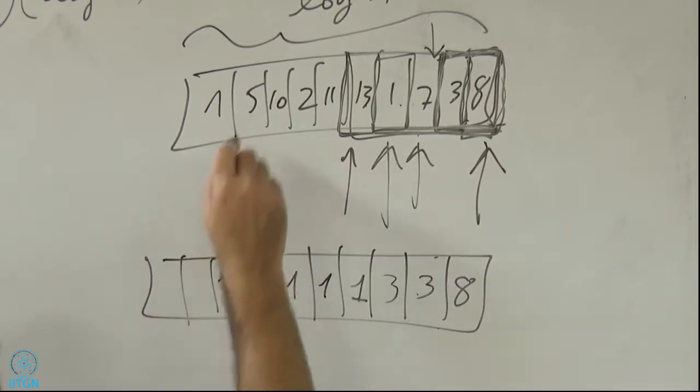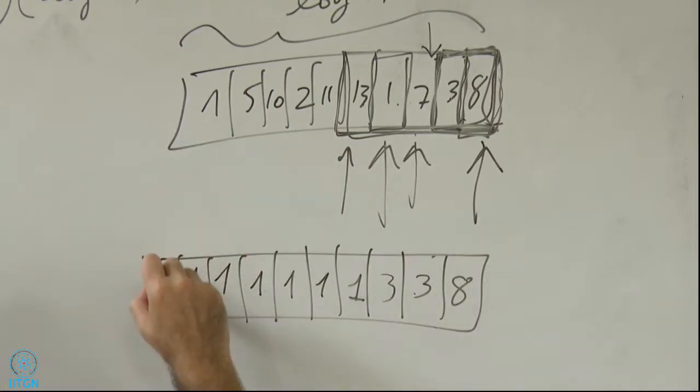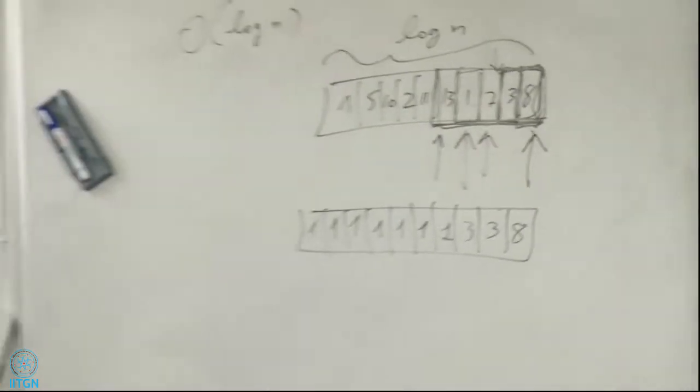10 is bigger than 1, 1. 5 is bigger than 1, 1, and then 1. Okay, so this is going to be the array that we constructed, and we constructed it in linear time. It's a linear size table, and we constructed it in linear time.